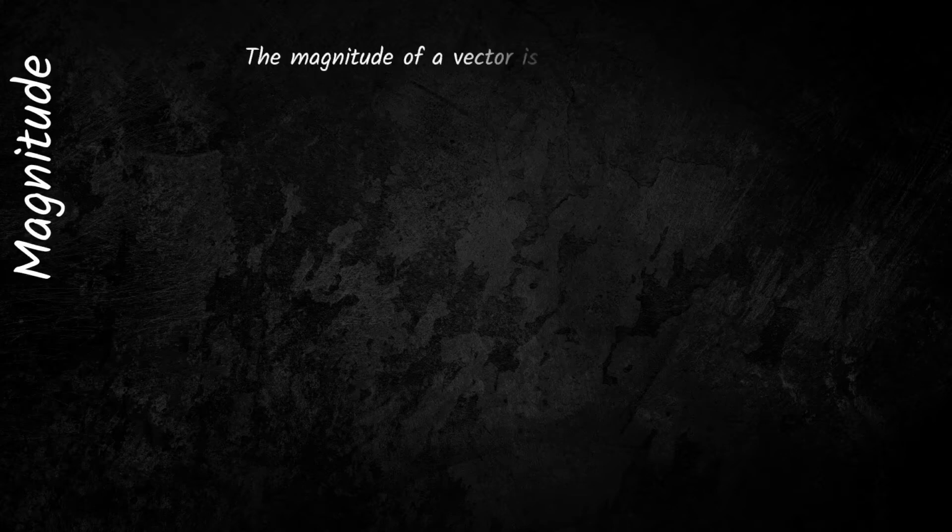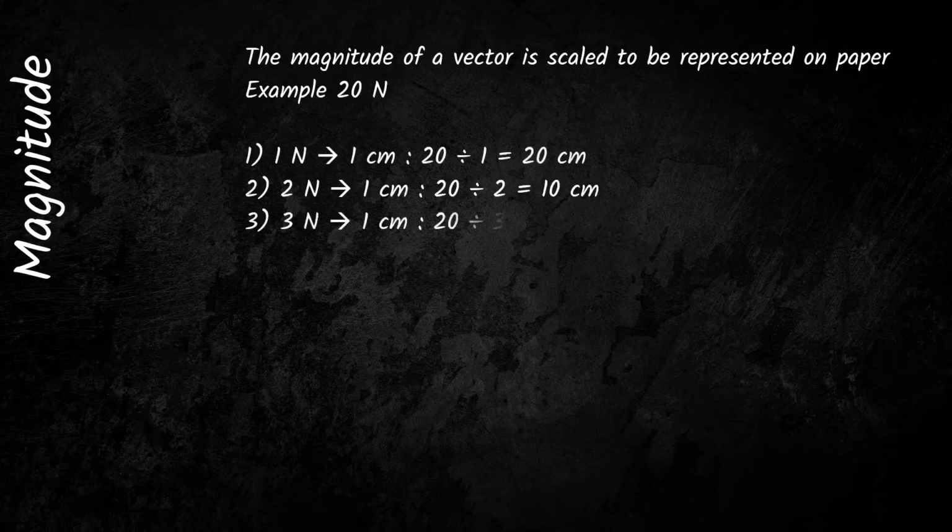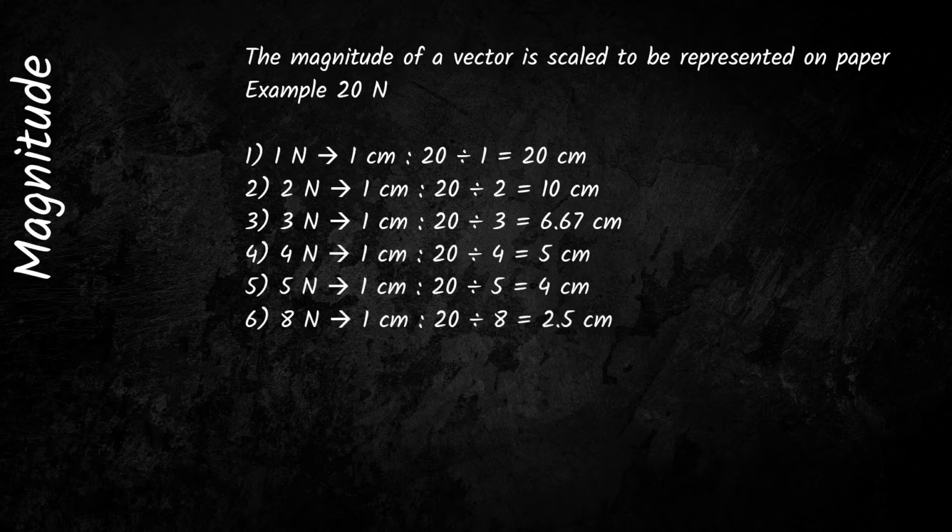Likewise, when we draw a vector on a piece of paper, we start by scaling the vector's magnitude. How do we do that, or why do we do that? Essentially, the scaling of a vector's magnitude allows us to define the length of the arrow, which will represent the magnitude of the vector. So let's take an example of a 20 Newton vector, which we want to draw on a piece of paper. There are various different scales which can be used to define a 20 Newton vector.